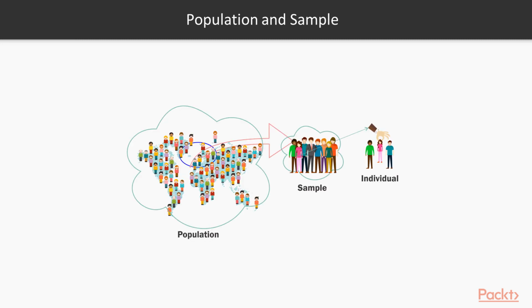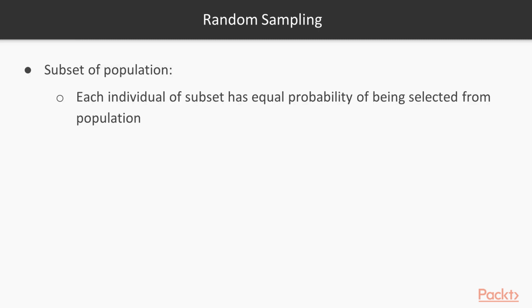Now, we will move to population and sample. Population refers to the whole set of values or individuals we are interested in. The sample is a subset of the population and is the set of values we actually use in our estimation while developing a predictive model. Let's see random sampling. Random sampling refers to a subset of a population where each individual of the subset has an equal probability of being selected from the population.